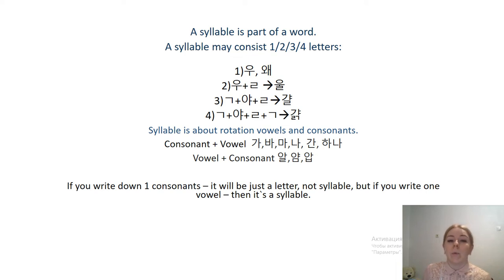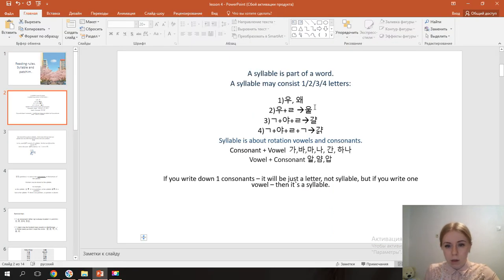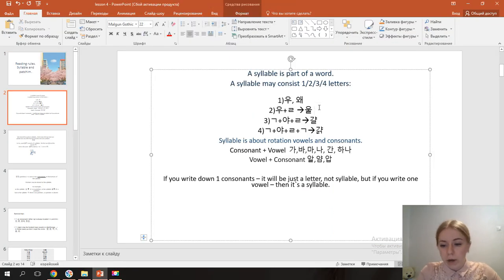Right. So we can't just put riul and then put u. I'll give you an example. If you write le and then we put u, it's also one syllable. It consists of two letters, r plus u, ru.